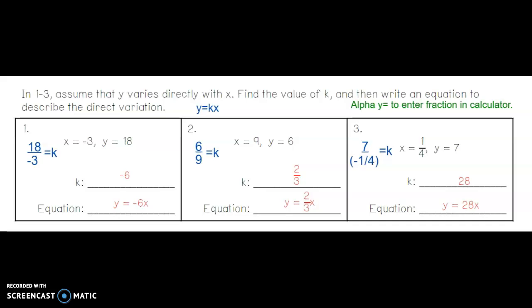On number 3, your y value is 7, your x value is 1 1/4. You are going to take your 7 and divide it by 1 1/4. Let me get rid of that negative. It is not -1/4, it is a positive 1/4. And when you do that, I need you to remember to hit alpha y equals into your calculator, and that will pull up the fraction template. And that gives you 28, and you'll write your equation as y equals 28x. Let's scroll on down for a couple more problems at the bottom of your page.